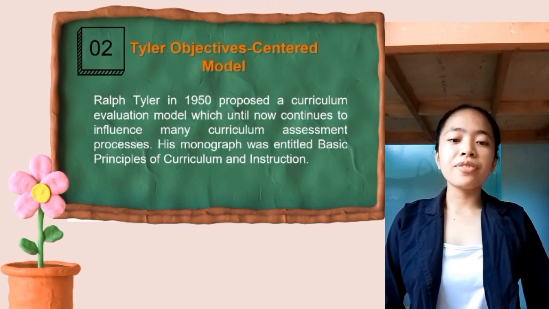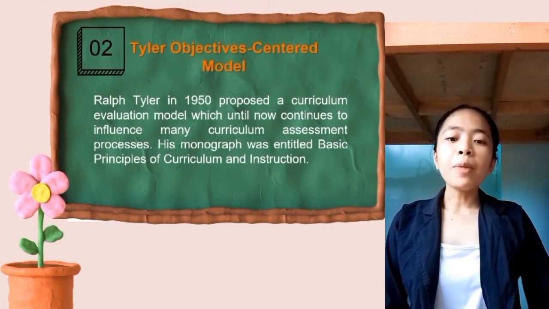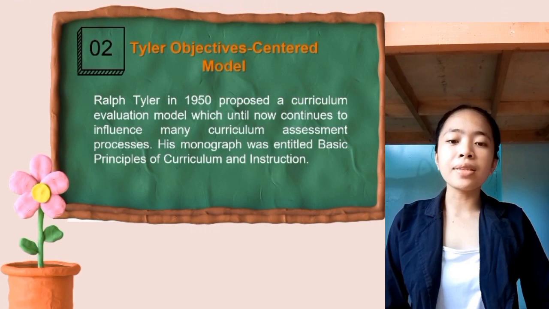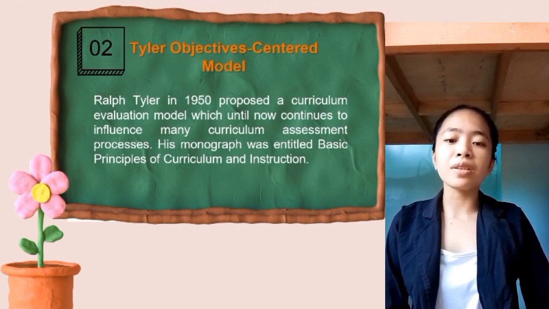Tyler Objective-Centered Model. Ralph Tyler in 1950 proposed a curriculum evaluation model which until now continues to influence many curriculum assessment processes. His monograph was entitled Basic Principles of Curriculum and Instruction.